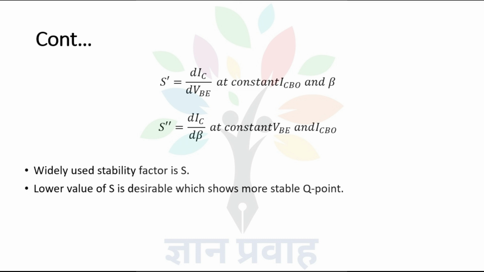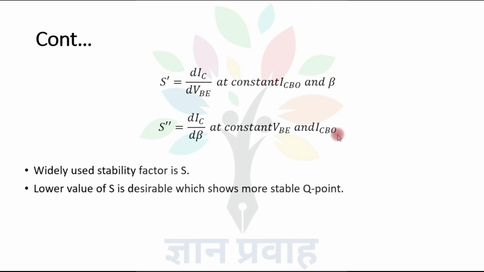And when we are checking the change in VBE, the stability factor is represented as S prime, and it is dIC upon dVBE at constant ICBO and beta values. Similarly, if the Q point is shifted whenever a change occurs in the beta value, then the stability factor is S double prime, and it is dIC upon d beta at constant VBE and ICBO.